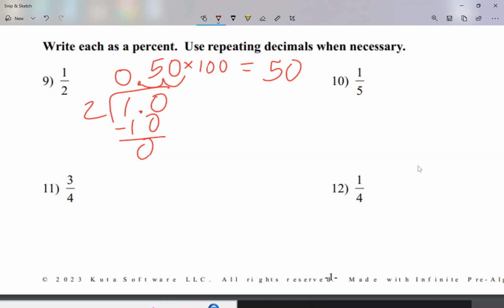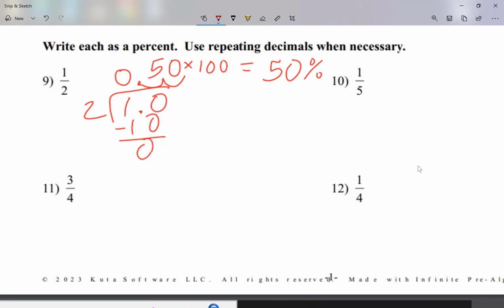Because my decimal point moved all the way to the far right, I'm not going to write my decimal point. I'm just going to write 50%. Don't forget the percent symbol, because I said write each as a percent. I didn't say write it as a different number. I said write it as a percent.